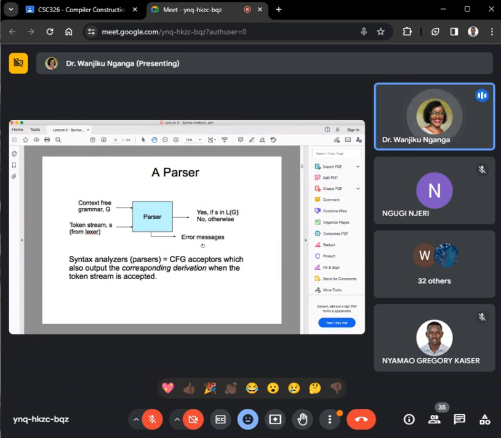So syntax analyzers are CFG acceptors. And I think you remember what a CFG is, although we're going to quickly go through that. So they accept a CFG and use that CFG to determine whether the token stream from the scanner is actually forming a valid sentence or valid string in the grammar of that CFG, if at all we can get a derivation from the tree.